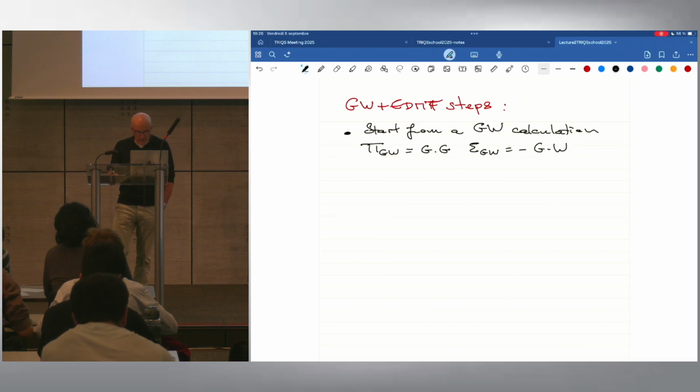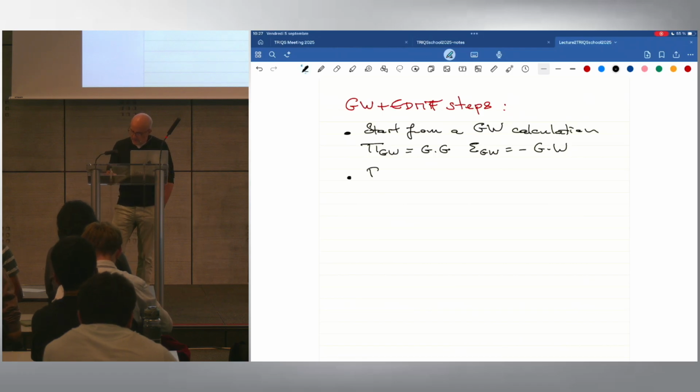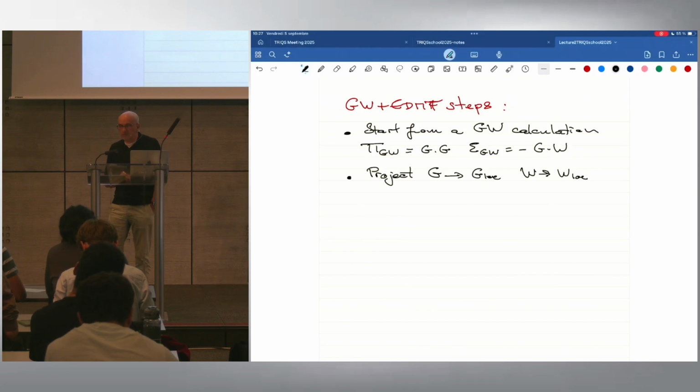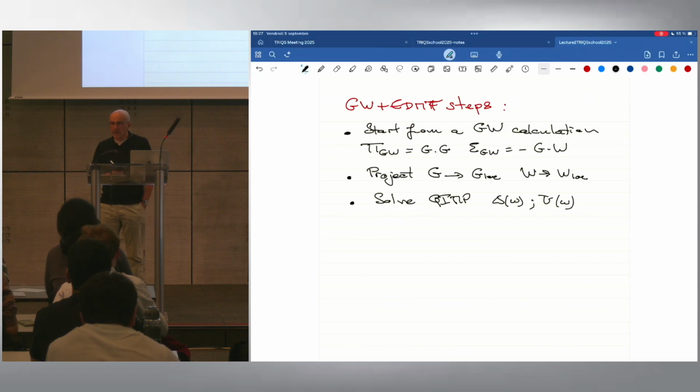Now, we're going to project these guys onto my local embedded Hilbert space. So G I can project into a G local, and W I can project into a W local with a certain choice of local orbitals. And now what we have to do is we have to solve a quantum impurity model, which is parameterized by delta of omega and U of omega, right? Such that these things are reproduced.